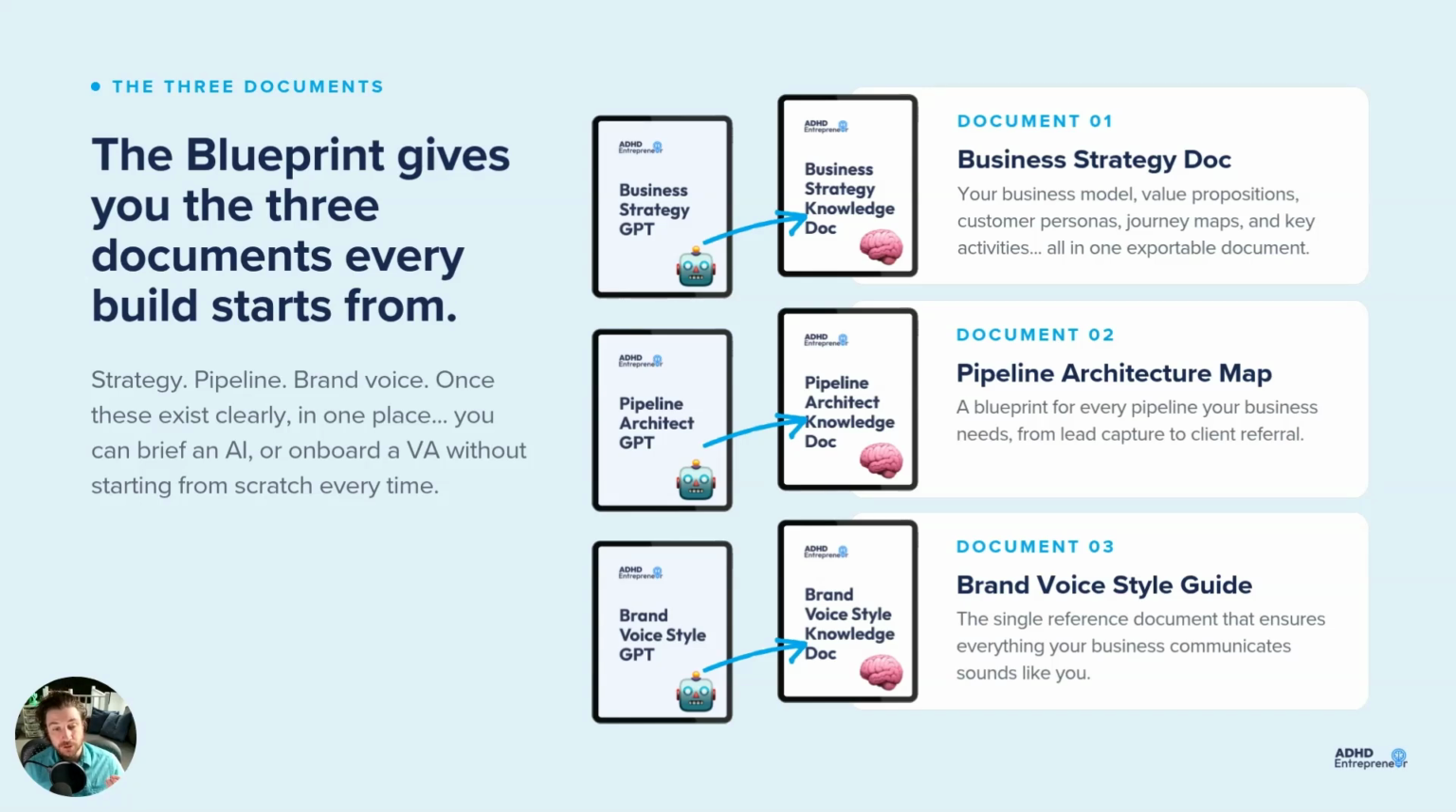Then you get document number 2, which is the pipeline architecture map. And this becomes the blueprint for every pipeline your business needs, from lead capture to client referral. And then you've got the third document, which is the brand voice style guide. And this becomes the single reference document so that every piece of content that you create sounds like you.